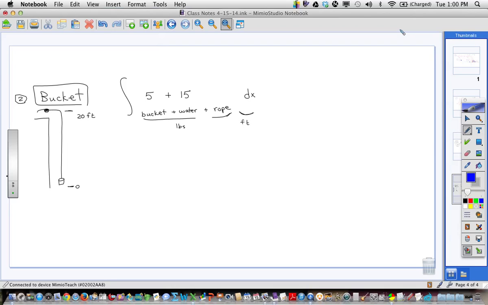All right, anybody have an idea of how I would write the rope? Now, I have to do this in terms of x, the distance. And I'm going to tell you that the rope weighs 0.08 pounds per foot. The rope weighs 0.08 pounds per foot. That's how you're usually given that number. Ideas?